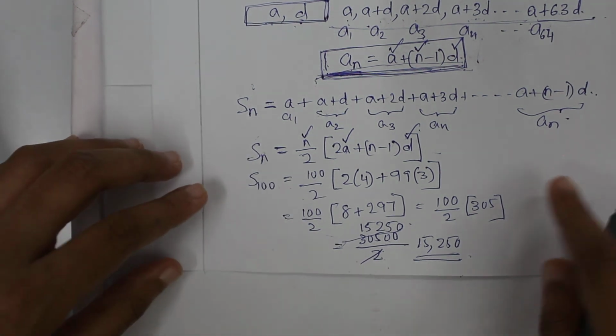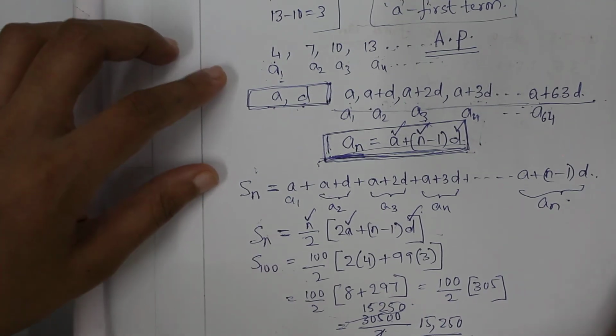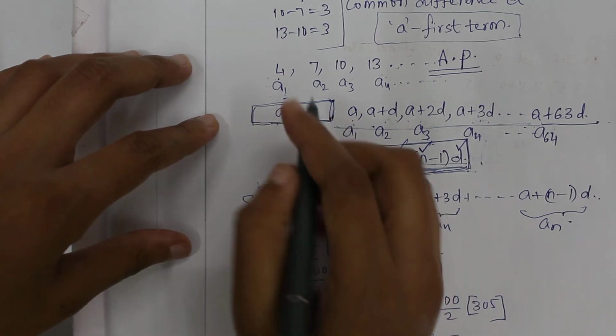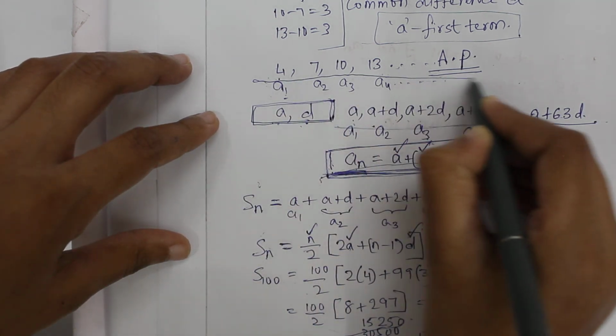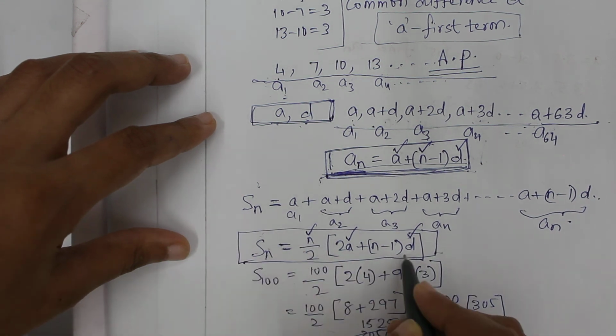So this is how we have found out the sum of the first 100 terms of this series quickly using the formula. I have found out the sum of these 100 terms using the formula Sn is equal to n by 2 into 2a plus n minus 1 into d.